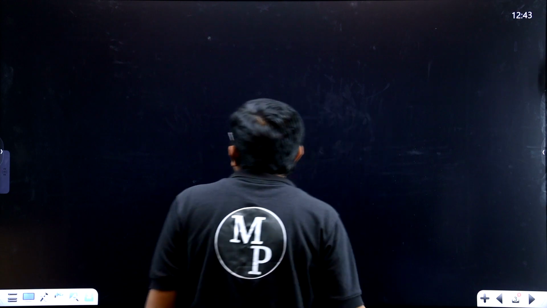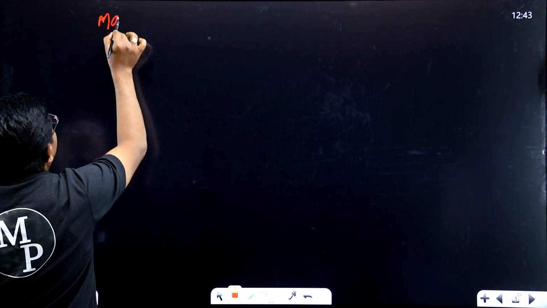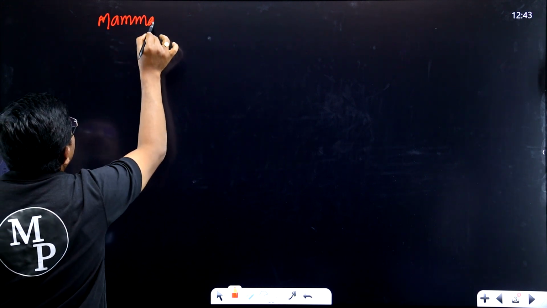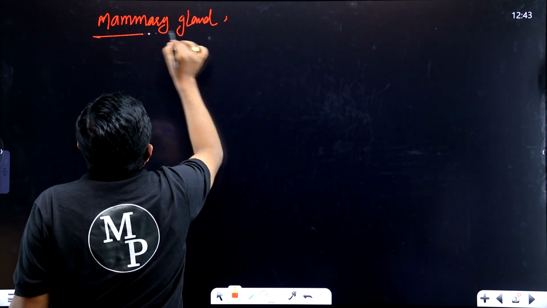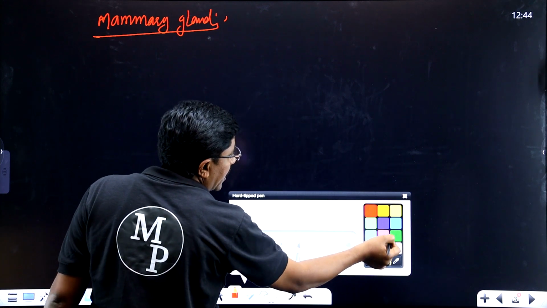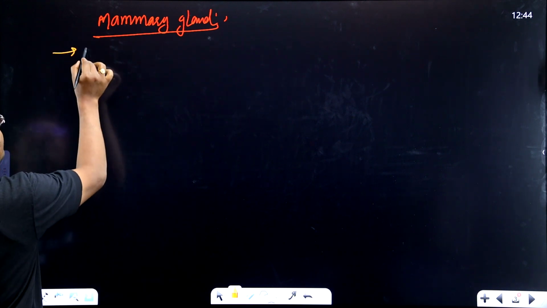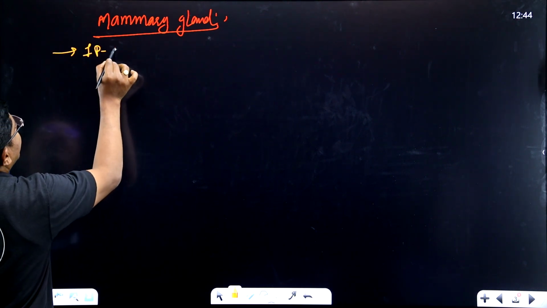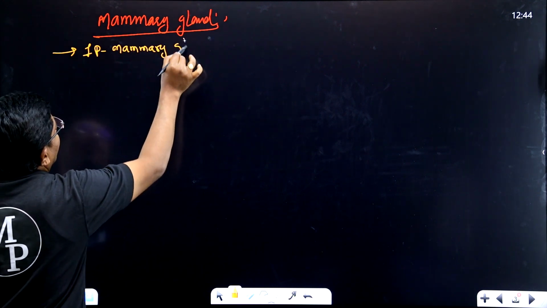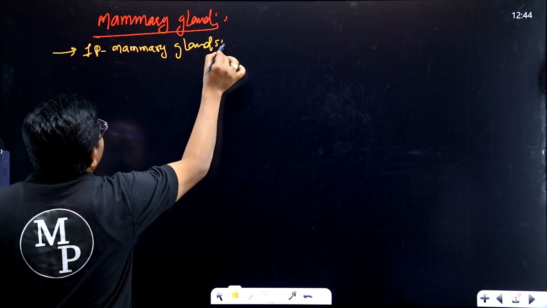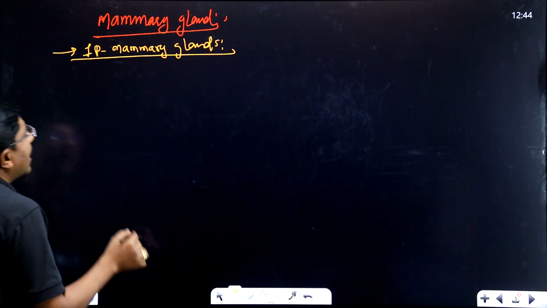Next, the mammary gland. See, the mammary gland is the major female reproductive gland. One pair of mammary glands is there. These mammary glands are modified sweat glands.